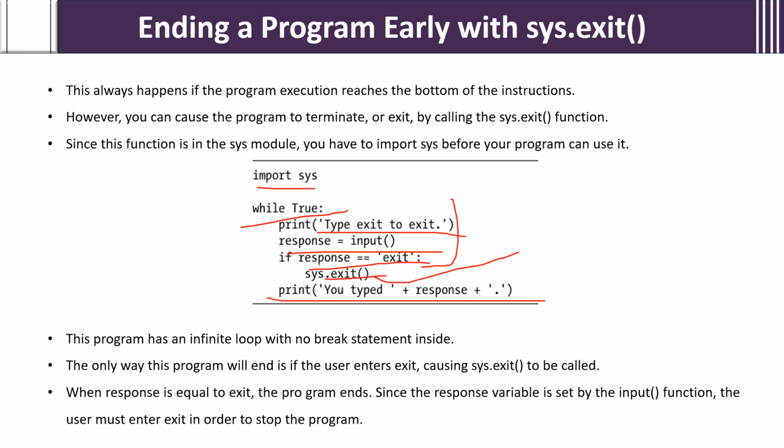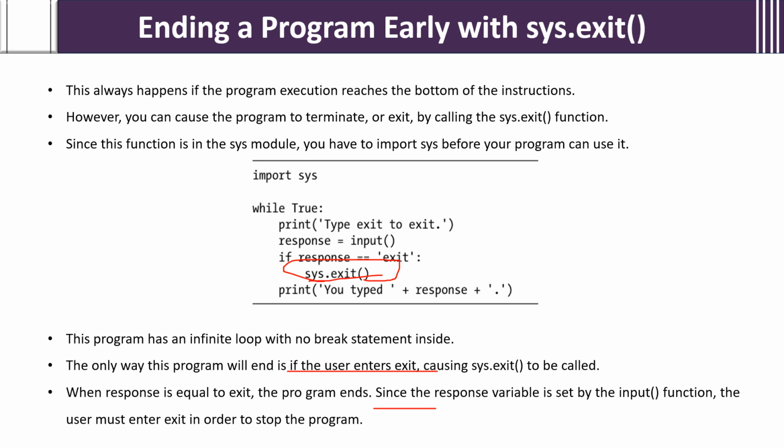This program has an infinite loop. Why? Because it is while True, which is always true, with no break statements inside. There is no break statement, so the only way this program will end is if the user enters exit, causing sys.exit to be called. When response equals exit, the program ends. Since the response variable is set by the input function, the user must enter exit in order to stop it. If you just write the input as exit, then it will come out of the program.